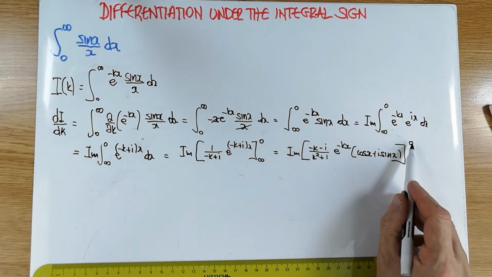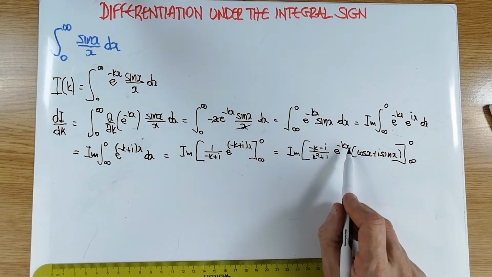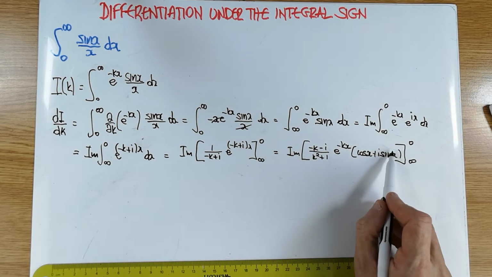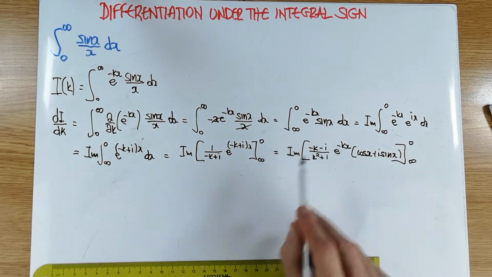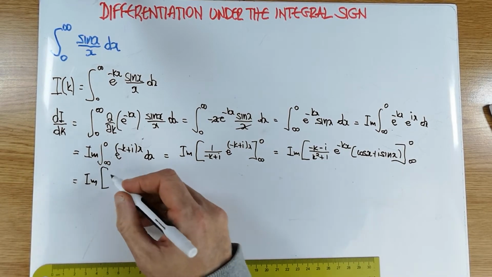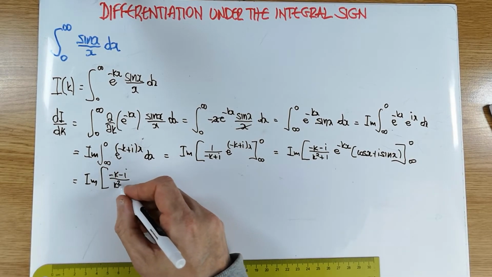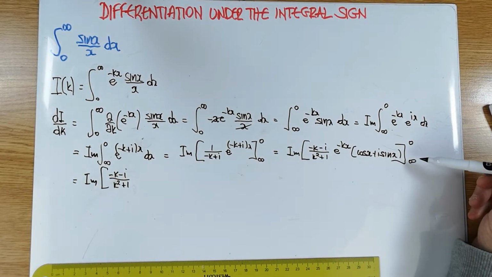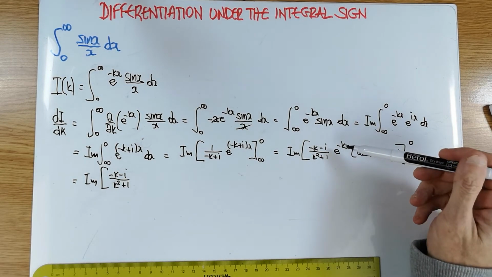If we put 0, what's going to happen there? First of all, e to the 0 is 1. Cos of 0 is 1. This is gone, so all of this is 1. So the only thing that survives is this. So we go imaginary part, minus k minus i, over k squared plus 1.